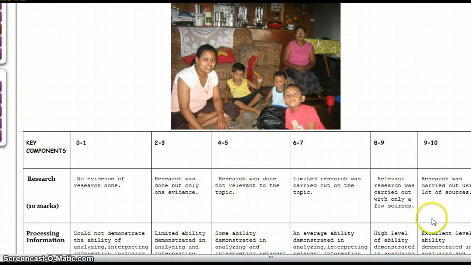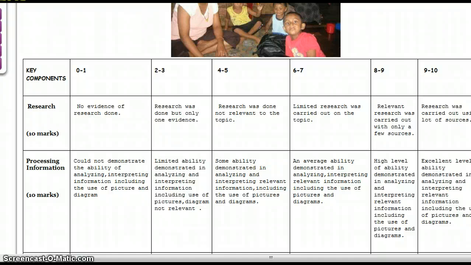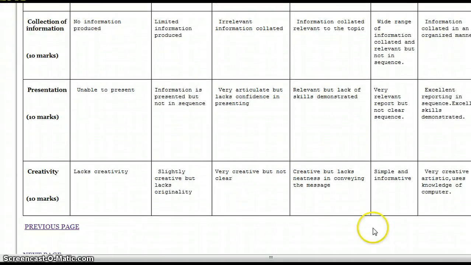I have given 10 marks for carrying out research. So the students will get full 10 marks if their research was carried out using a lot of resources. Then 10 marks is for processing information. The students have to show an excellent level of ability to analyze and interpret the relevant information, and they have to also include pictures and diagrams. 10 marks is for the collection of information, 10 marks is for the presentation, and 10 marks is creativity. So altogether students will be awarded 50 marks.